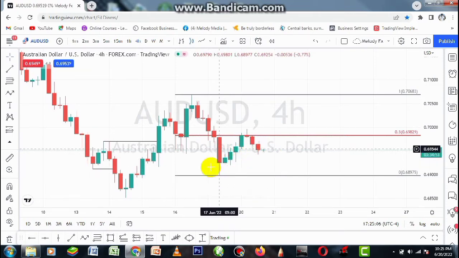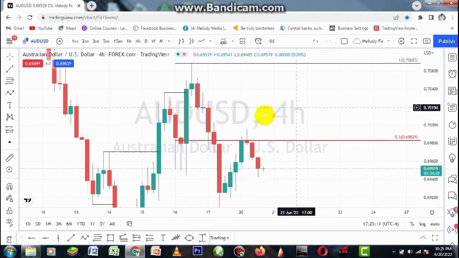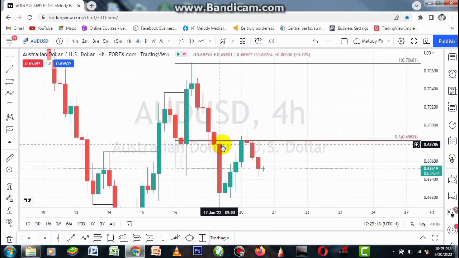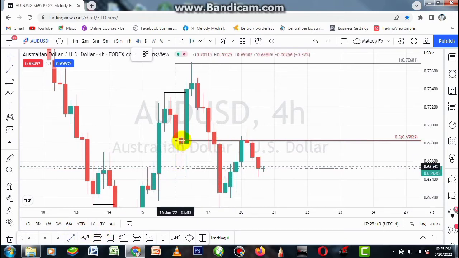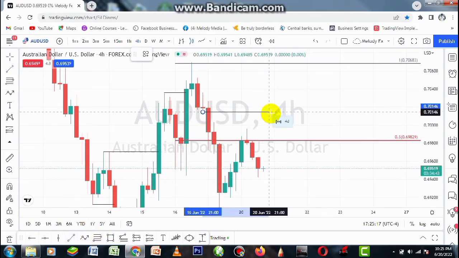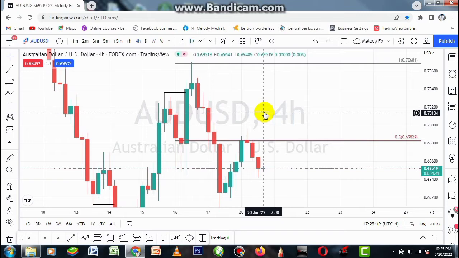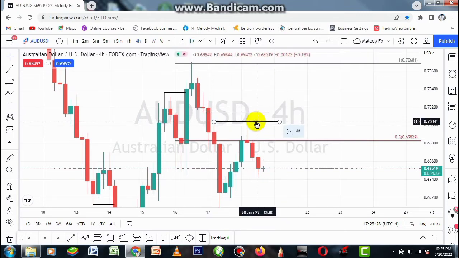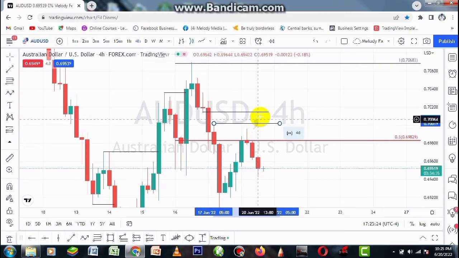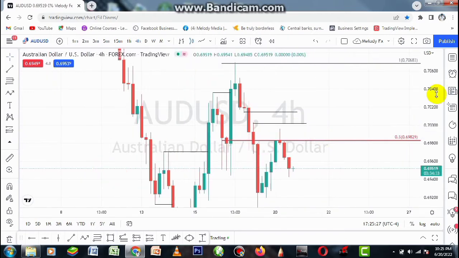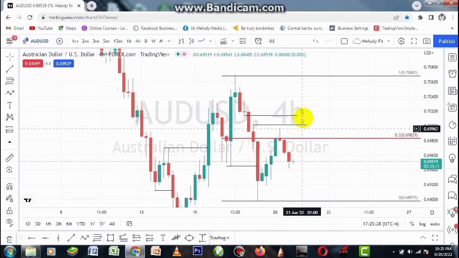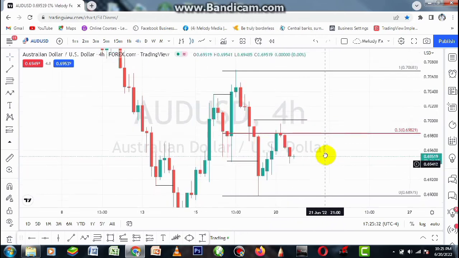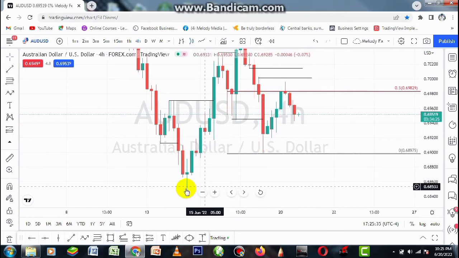If price comes to this fair value gap, I'm going to look for a shift in market structure on the lower time frame to go short. I'm going to look for a short from this fair value gap and aim for this low and this low. You can see although we reached into the premium side and started retracing a bit, price has not made it to that reference point.